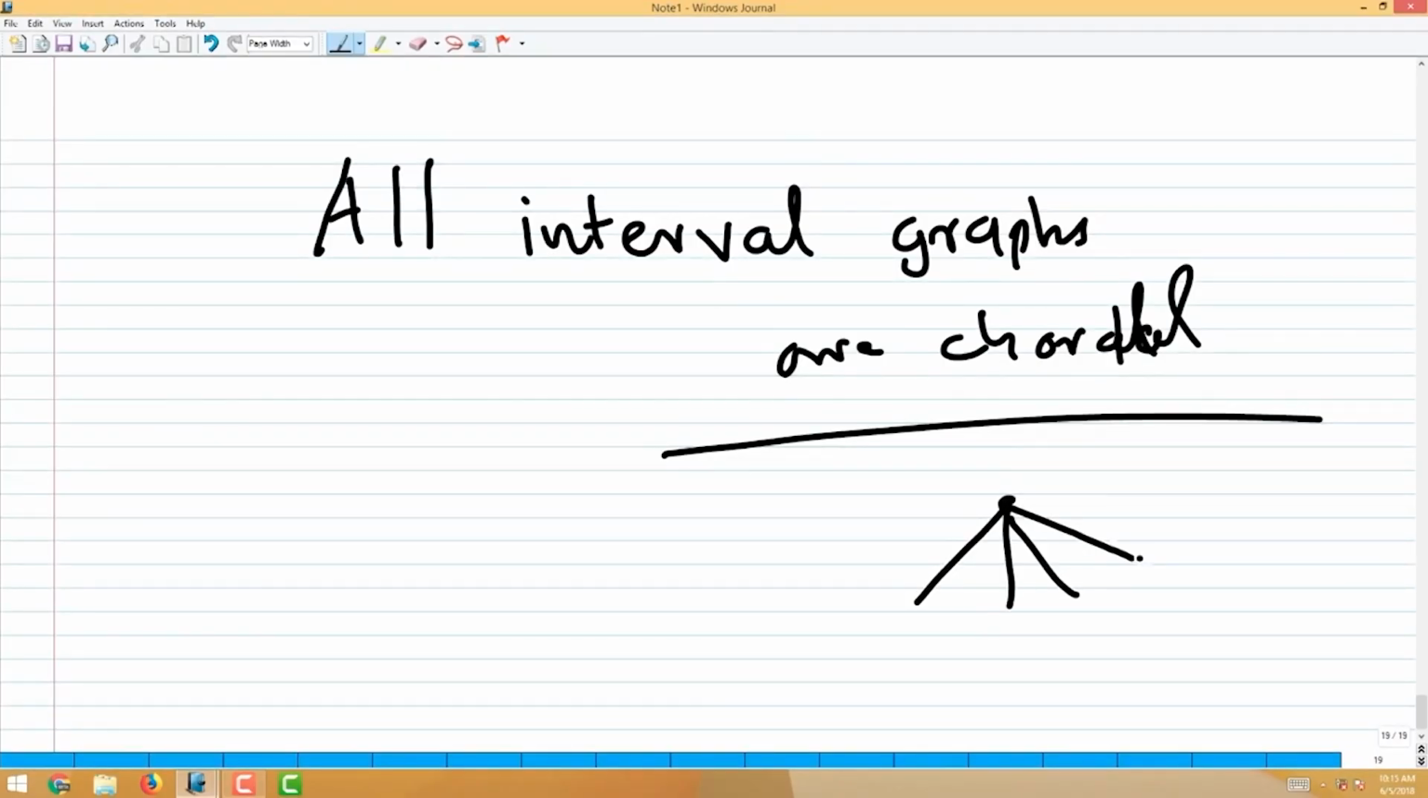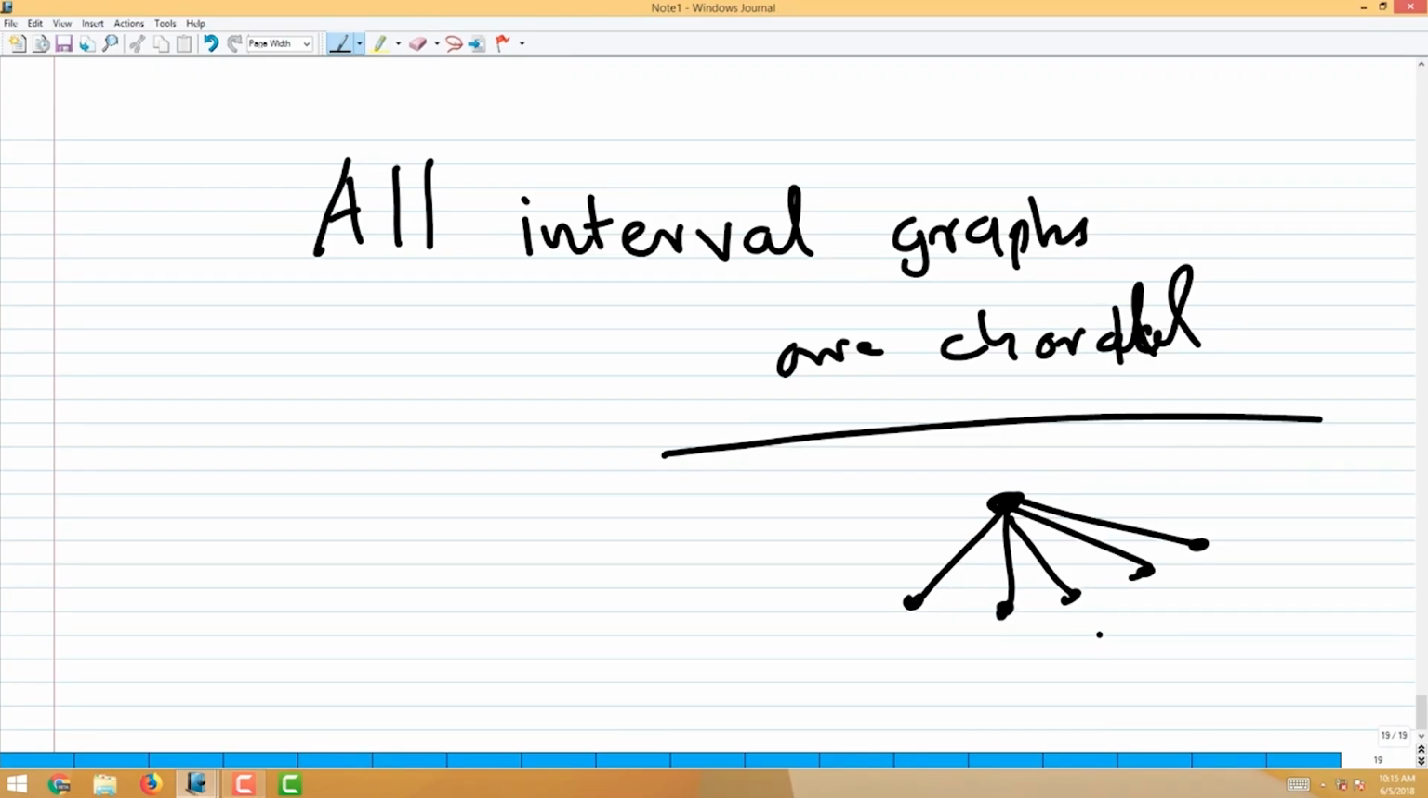Why are trees chordal graphs? After all, they don't have cycles, so there is no question of an induced cycle of length four. So, by definition, they are chordal. But are all trees interval graphs? Can you construct some tree which is not an interval graph? Can you think of some tree, is a star an interval graph? Star means one central vertex and the leaves. Is this an interval graph?